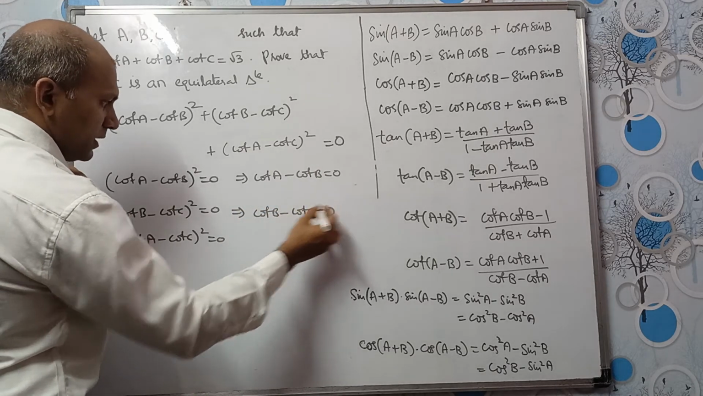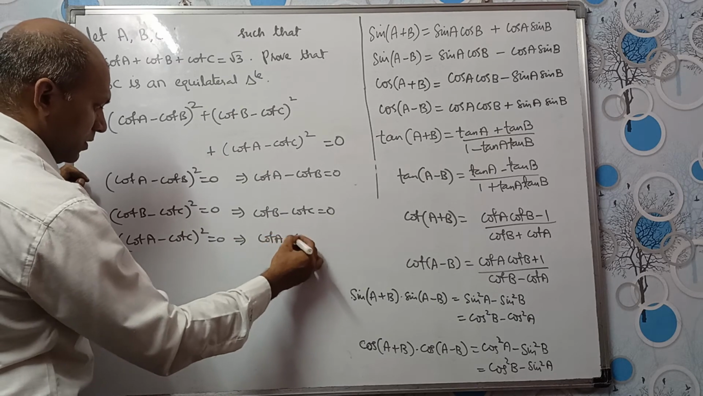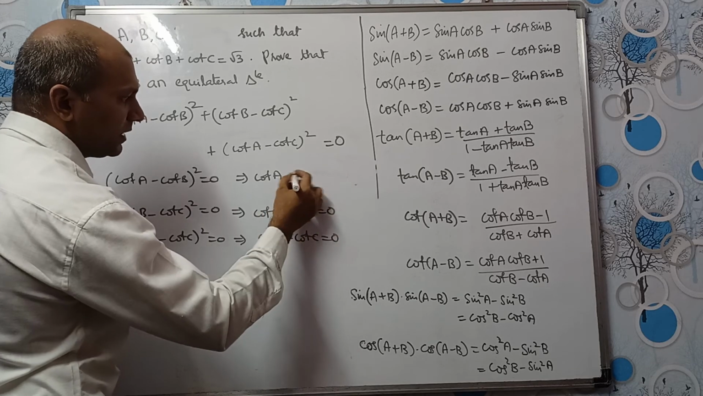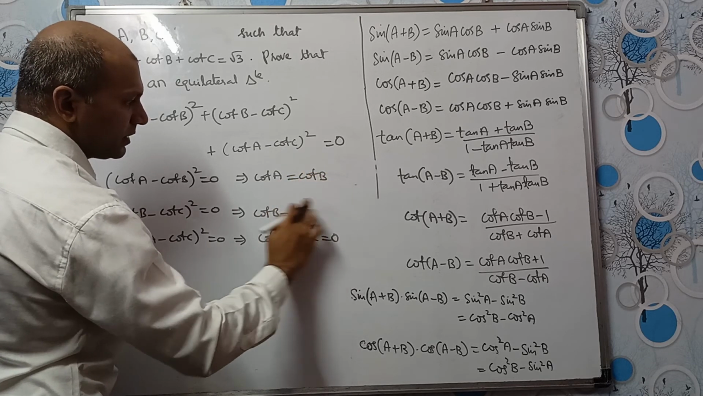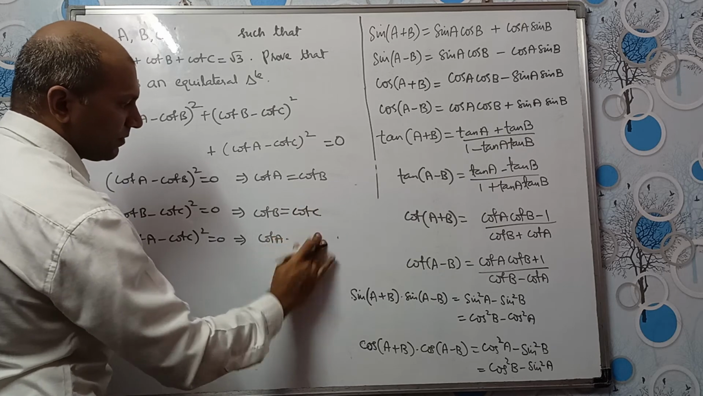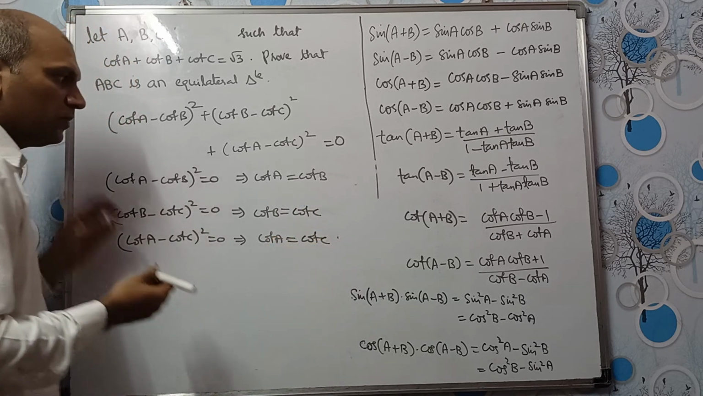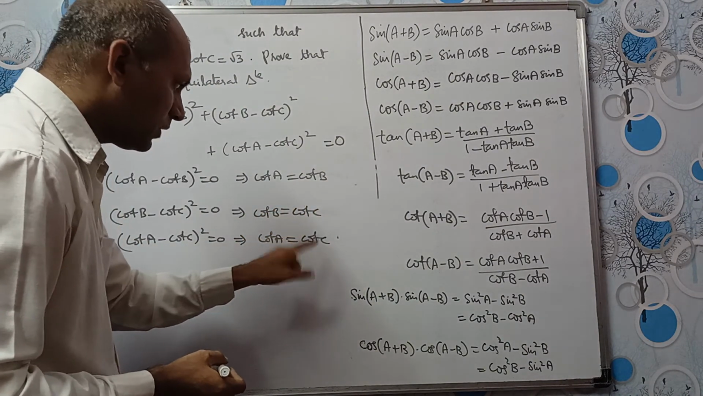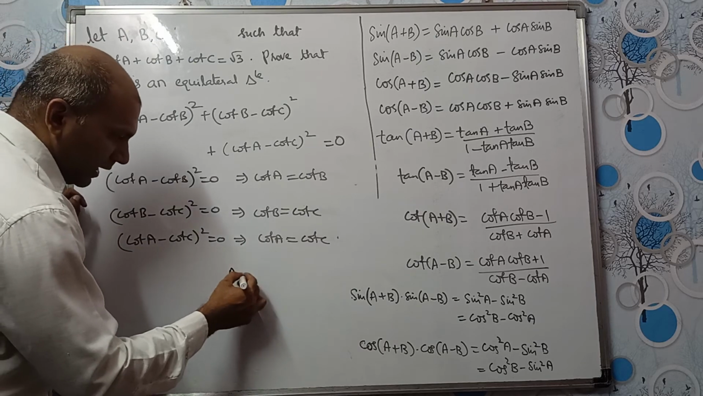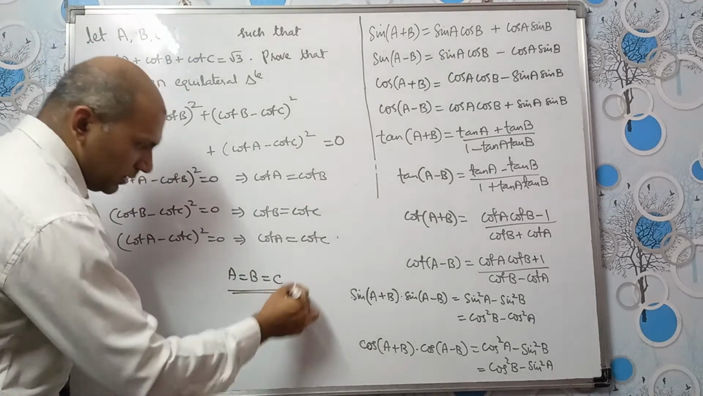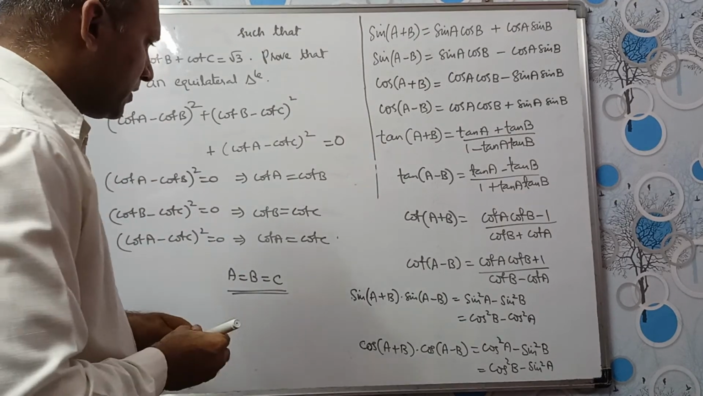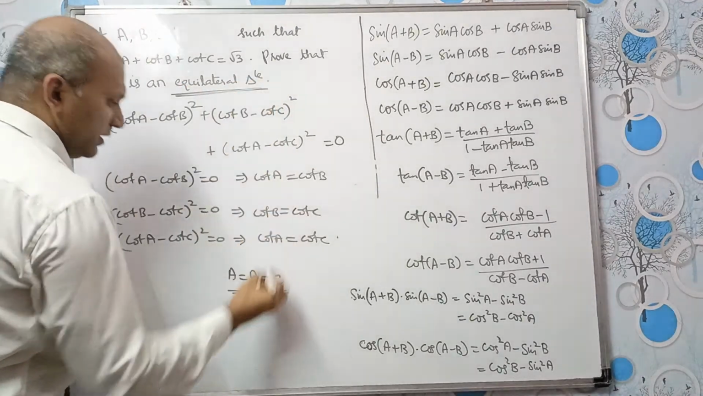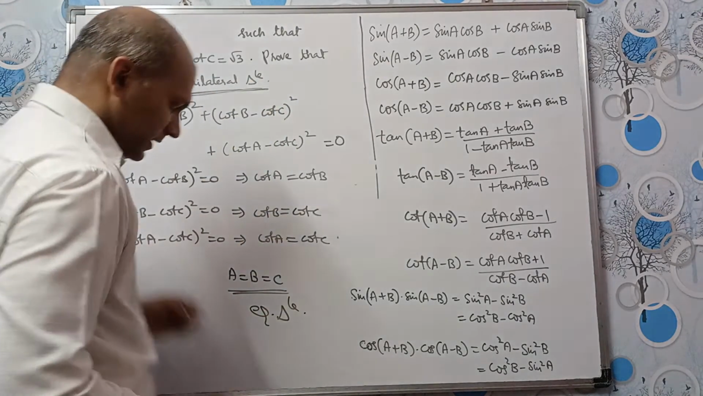Cot B minus cot C is equal to 0. Cot A minus cot C is equal to 0. Now cot goes on the other side, becomes plus, right? So this will be cot B and this will be cot C, and this is also cot C. So what do we have? We have cot A equals cot B equals cot C. So which means angle A will be equal to angle B equal to angle C. So all the three angles are equal, which means the triangle ABC is an equilateral triangle.